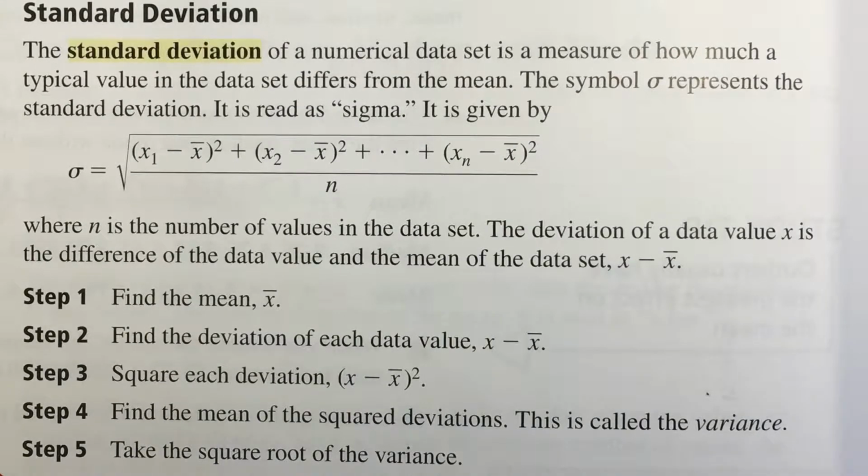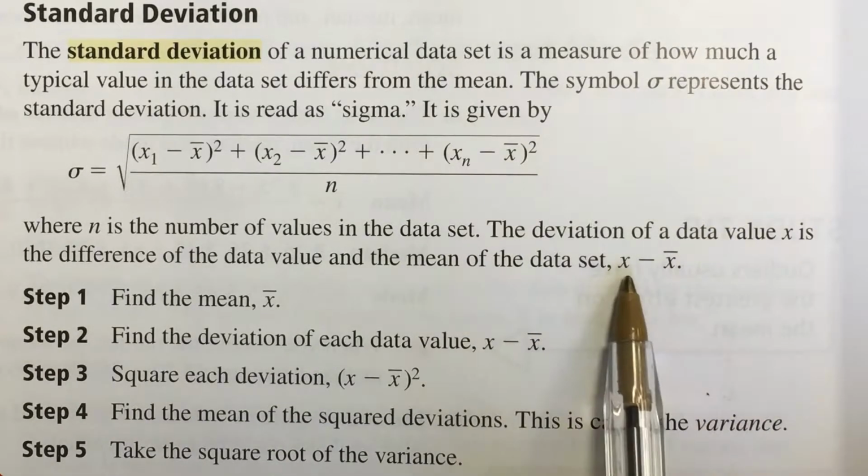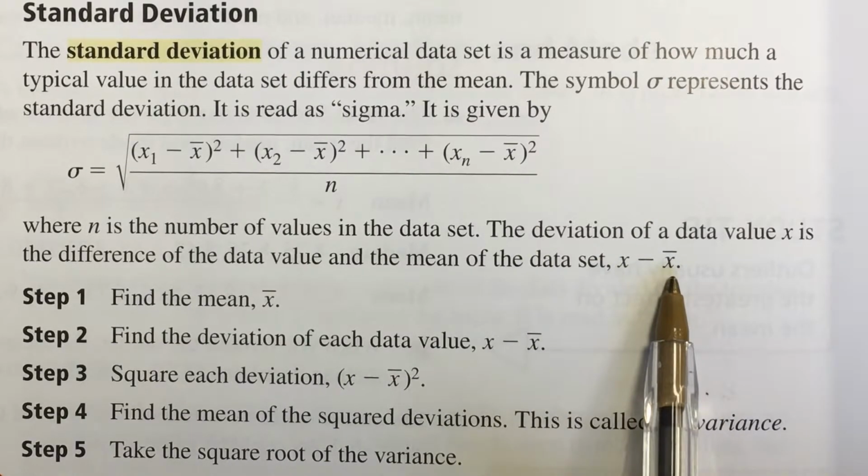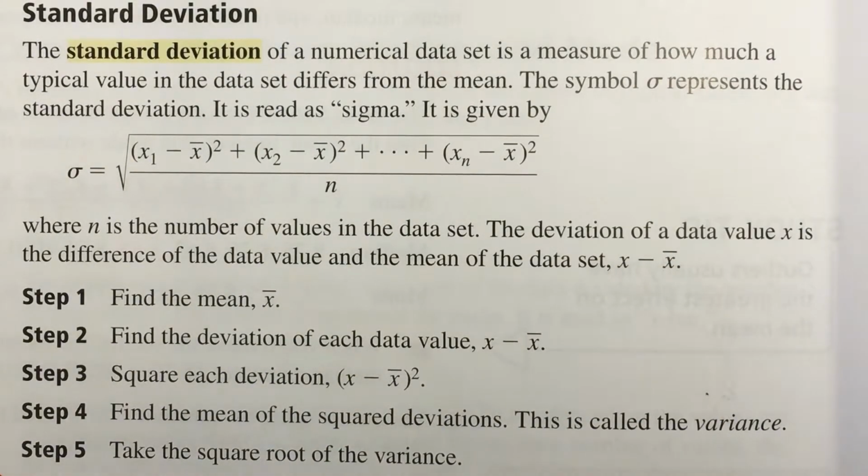The deviation of a data value x is the difference of the data value and the mean of the data set, shown by x minus x bar. X is the given value minus x bar, which is the mean or the average.